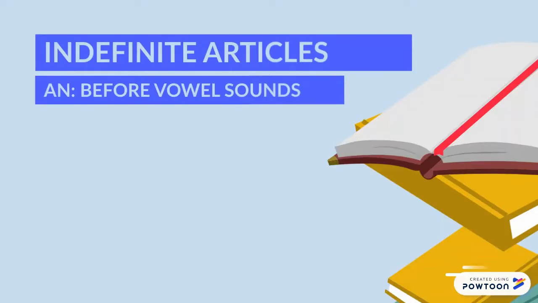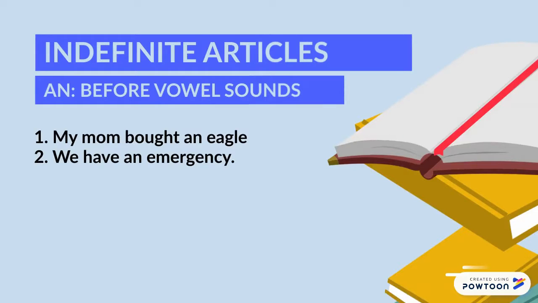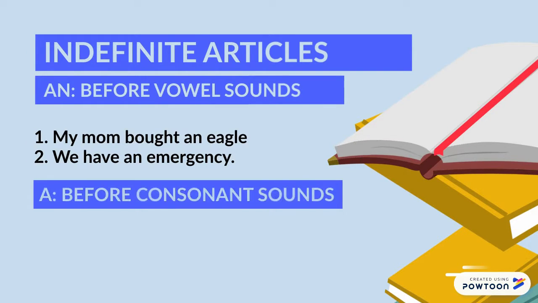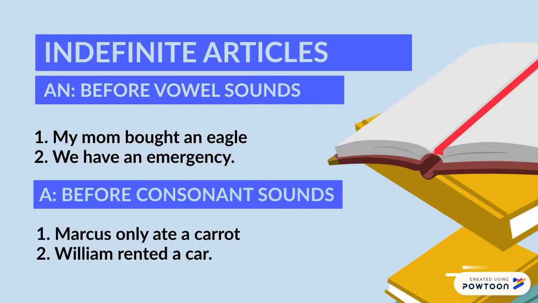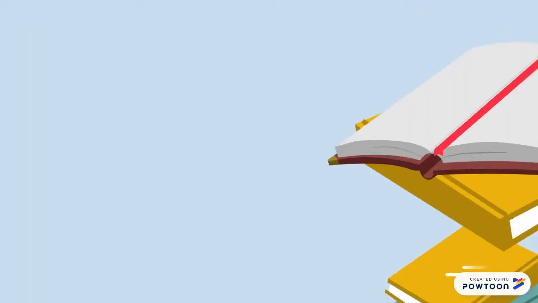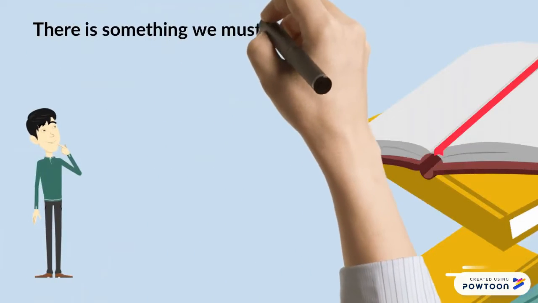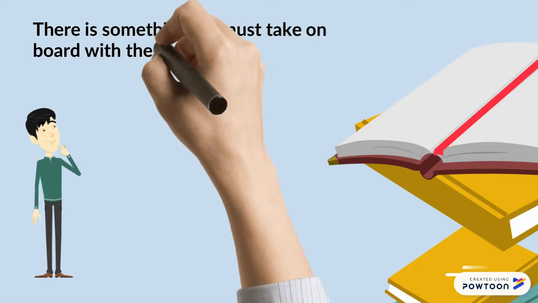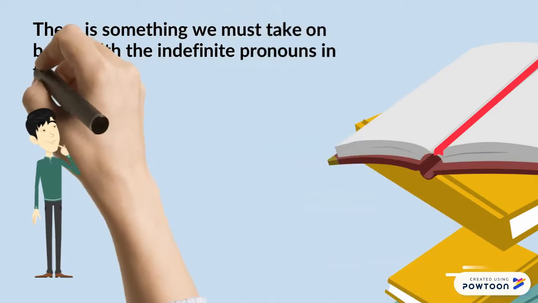In terms of indefinite articles in English, we have an before vowel sounds and a before consonant sounds. We must take into consideration that the pronunciation can change if the form is strong or weak.